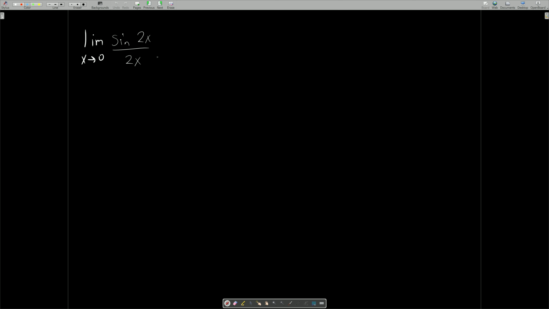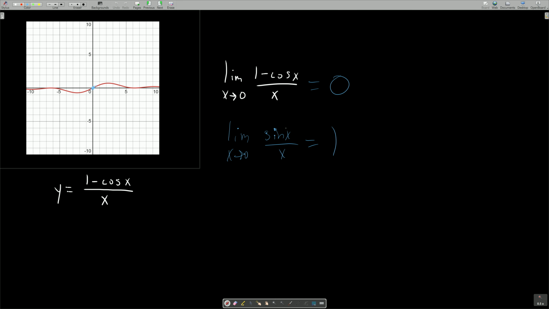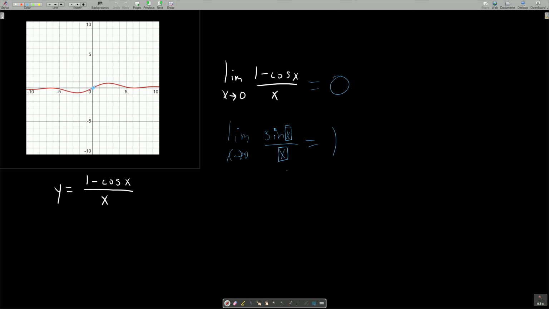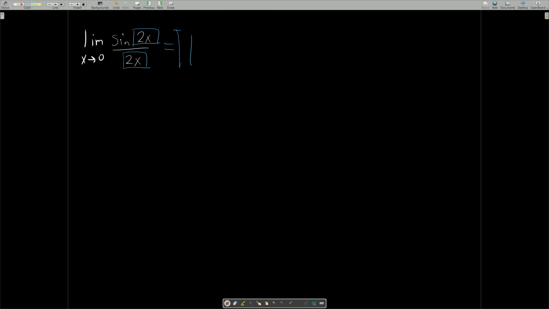Some practice problems. There's sine of 2x over 2x as x approaches 0. Notice how in sine x over x, this x on the top and this x on the bottom are the same value. So as long as they're the same value, this limit holds true and it equals 1. This 2x here and this 2x here are the same value. So you can evaluate it as if you're evaluating this, because they're essentially the same thing. That's 1.